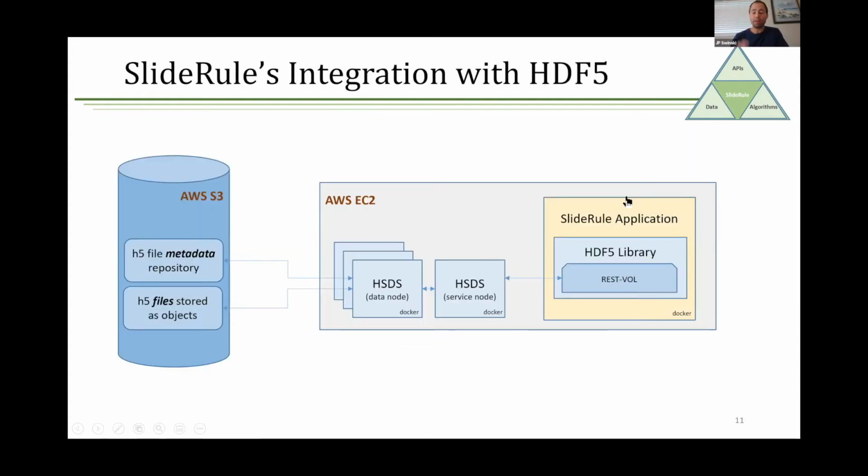This is a blow-up, zoom-in look. Our application links in the HDF5 library. It uses the REST VOL connector, and that's what talks to HSDS and the service and data nodes that go out and hit a metadata repository and the H5 files that are all stored in S3.